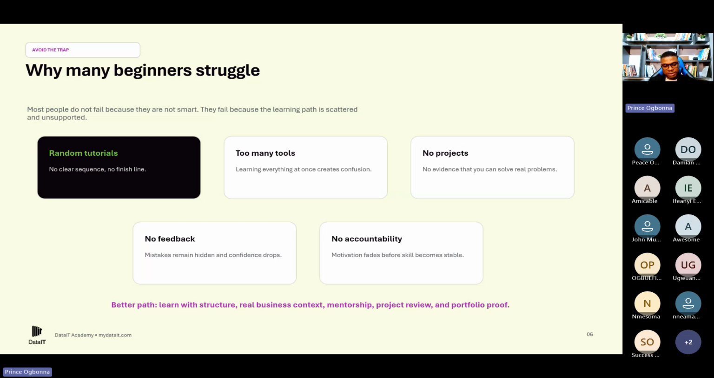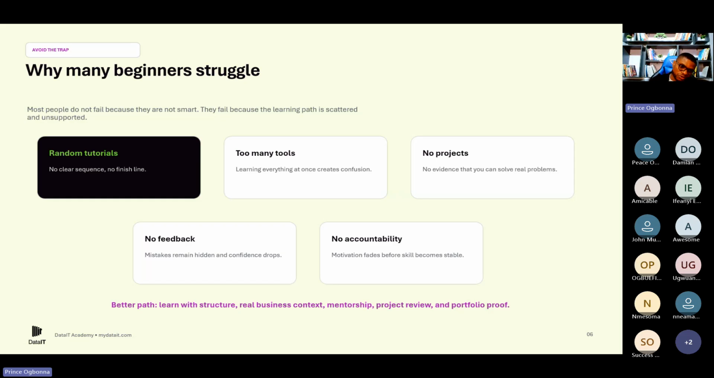Many of the time, in fact 90% of the time, what gives you the job is your portfolio, how you present it, the things you've done, how you define the problem, how you analyze the problem, how you get your insight, how you make your recommendation, right? That is what is going to show that you have the skill.